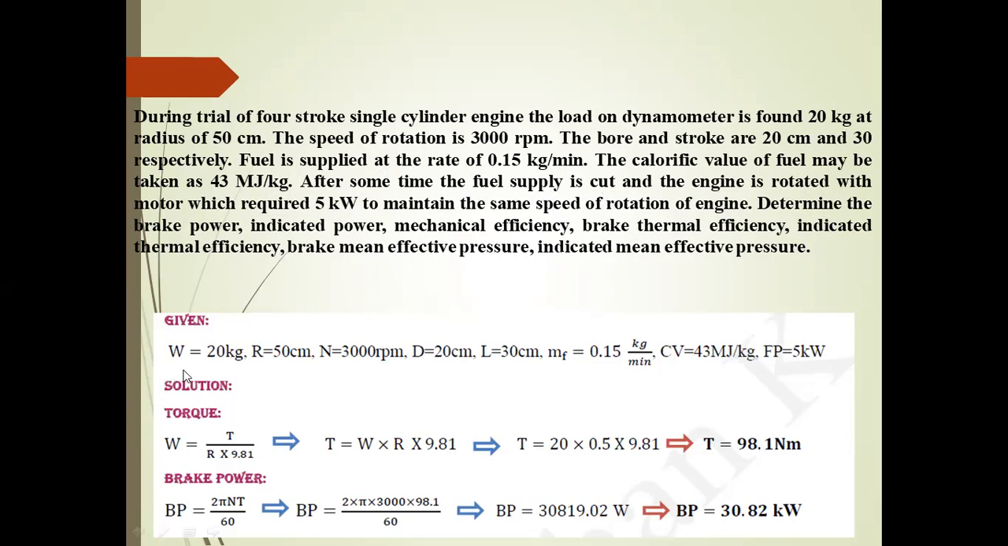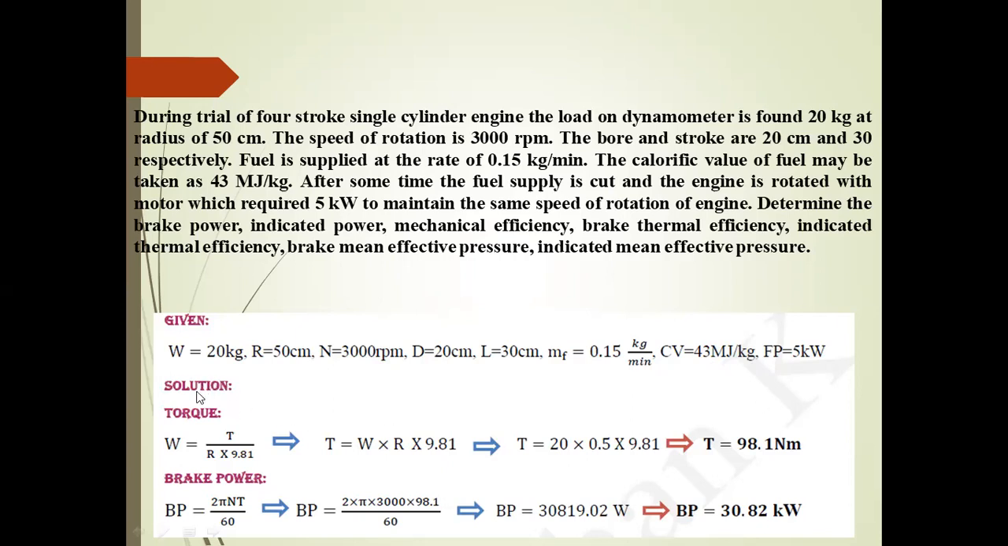The weight of the spring load from the dynamometer is 20 kg and the radius of the drum is 50 centimeter, and the speed of the engine is 3000 rpm. The diameter of the piston is 20 centimeter and the length of the stroke is 30 centimeter. The mass of fuel is 0.15 kilogram per minute. The calorific value is 43 megajoules per kg. The friction power is 5 kilowatt.